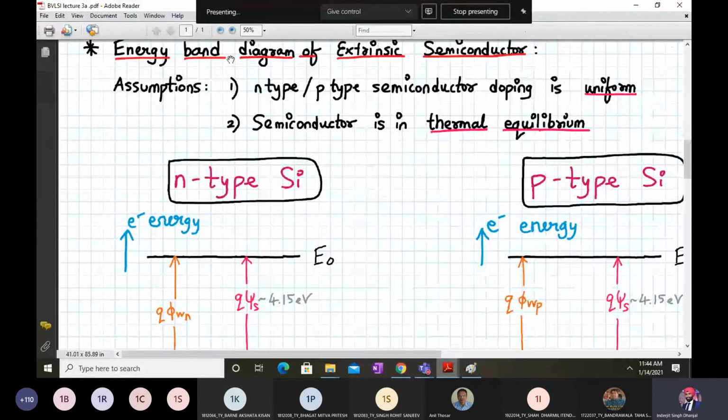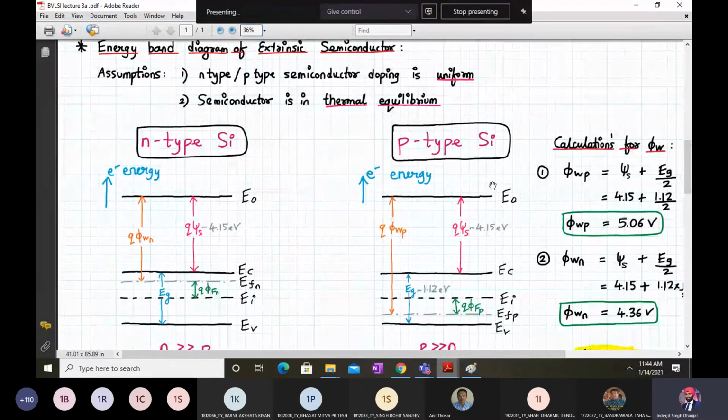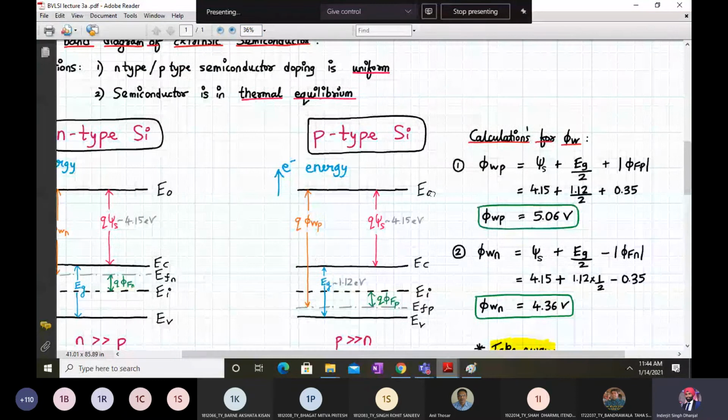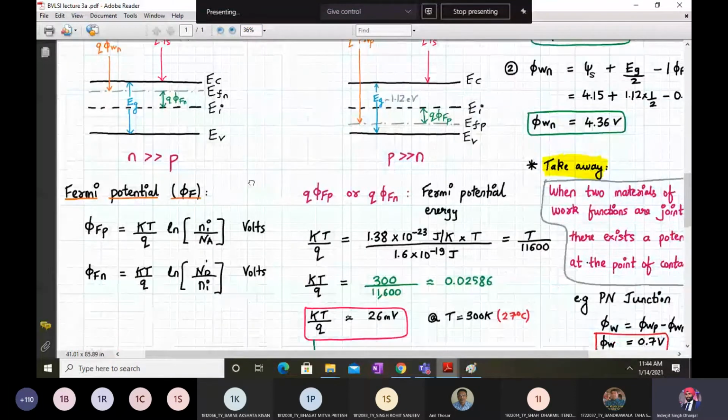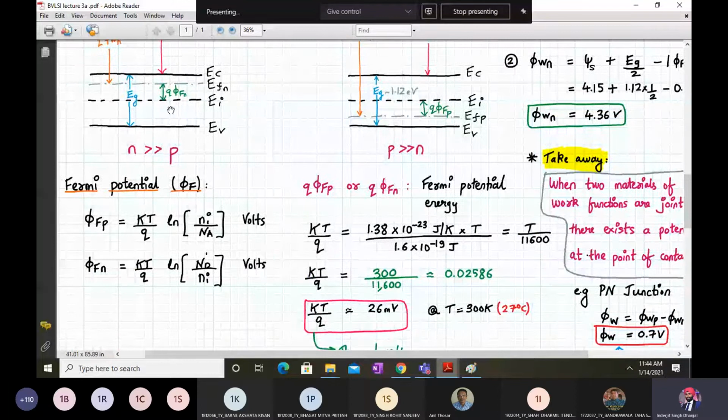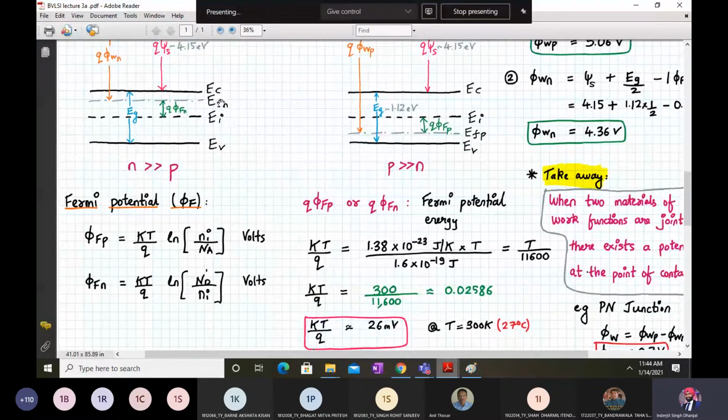Let me adjust this. Let me make it 35 or something. Yeah. So let us calculate. Let us see the formula for this Fermi potential. We have just now seen what the Fermi potential is. It's actually the energy difference between EI and EFN.